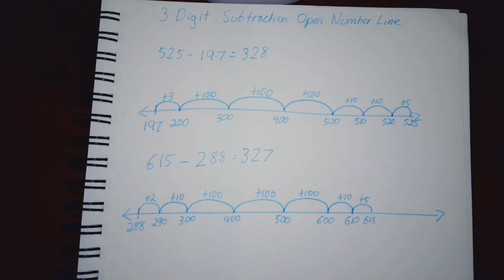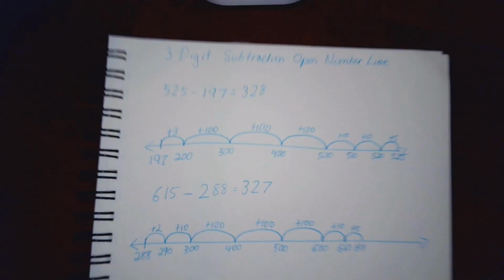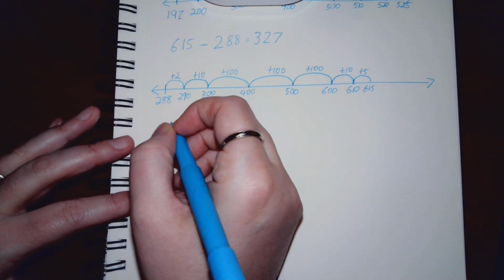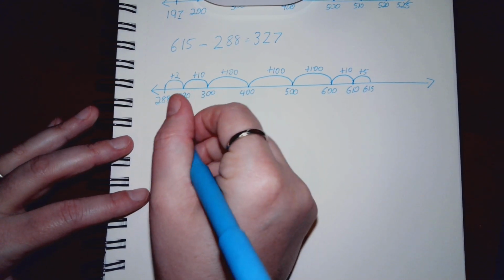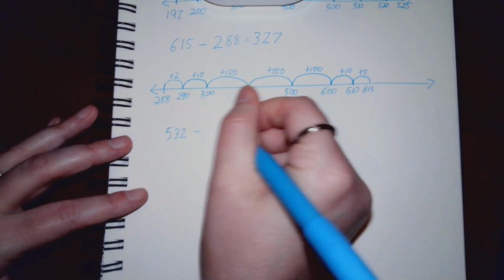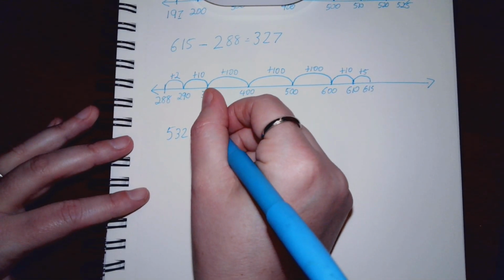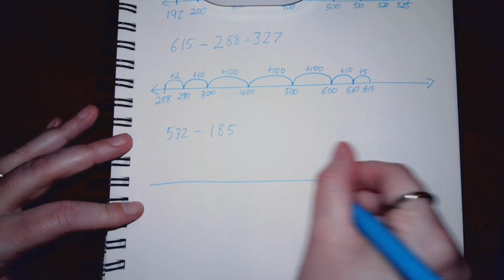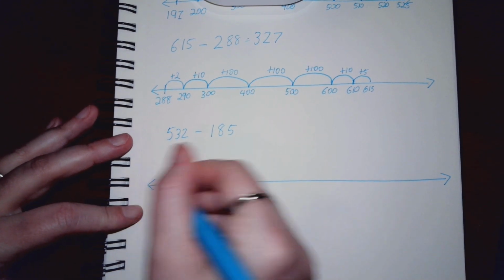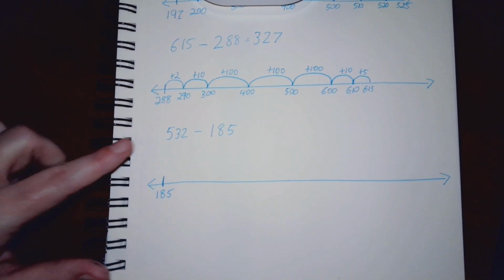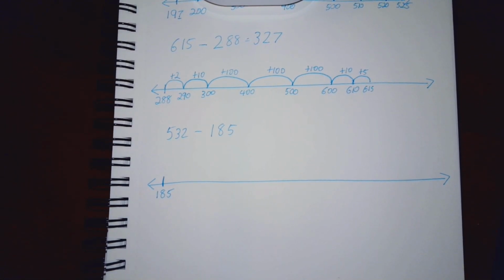Okay? So now I want you to try one. And then you can unpause it and check your answer. So let's do 532 minus 185. Okay, so draw your line. Put your starting point, which is 185, and then I want you to pause the video to get to 532. Once you get there, then you can unpause.